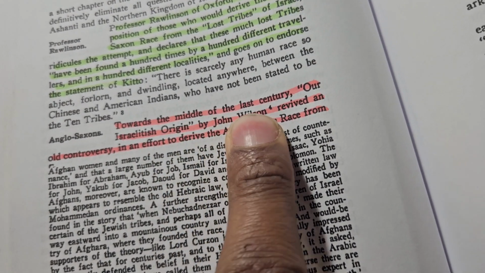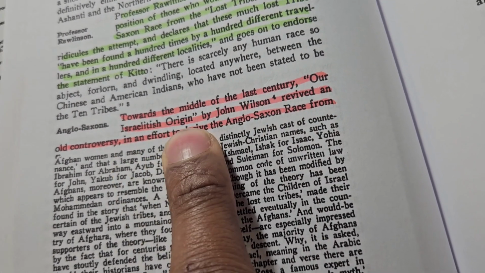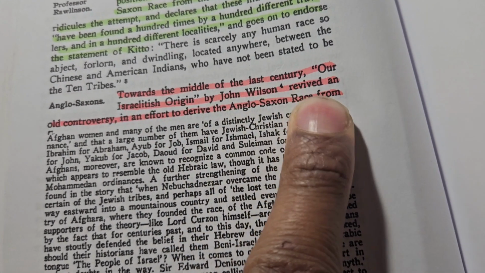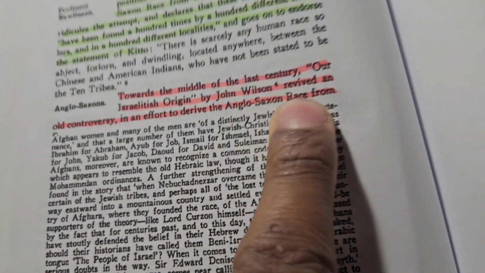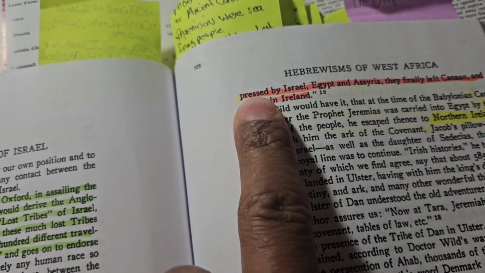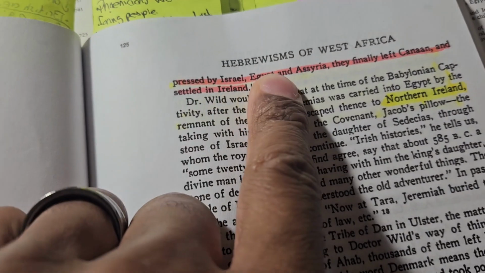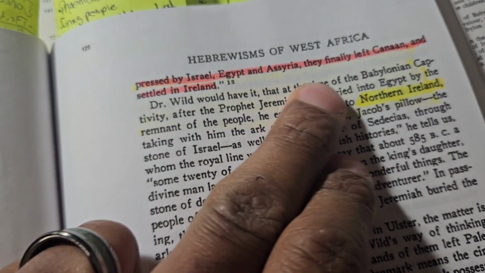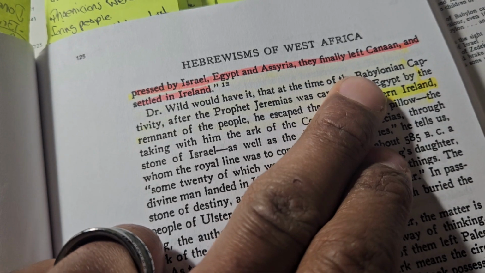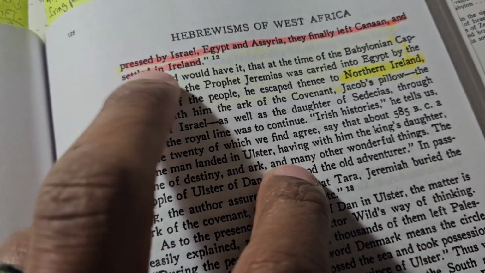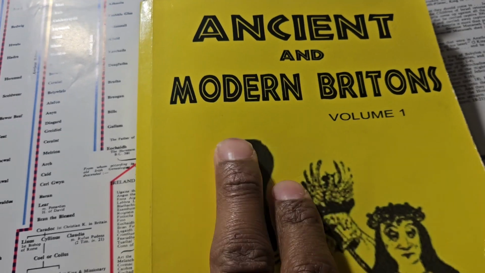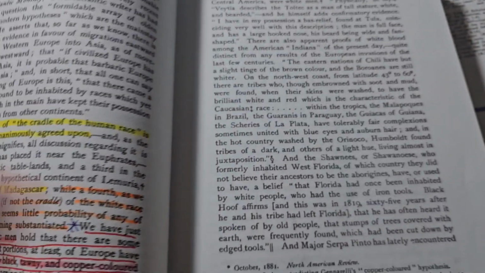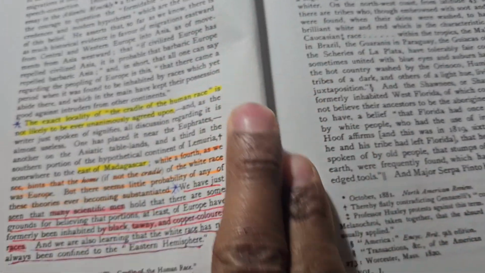Towards the middle of the last century, Our Israelitish Origins by John Wilson revived an old controversy in an effort to derive the Anglo-Saxon race from Israel, Egypt or Kemet, Assyria. They finally left Canaan and settled in Ireland. Okay. Now we're at this book, Ancient and Modern Britons, Volume 1, page 16.